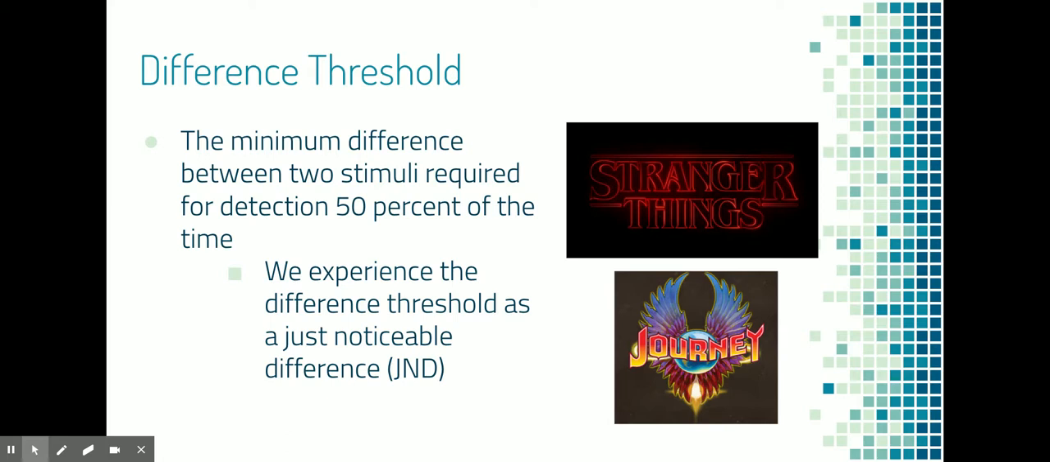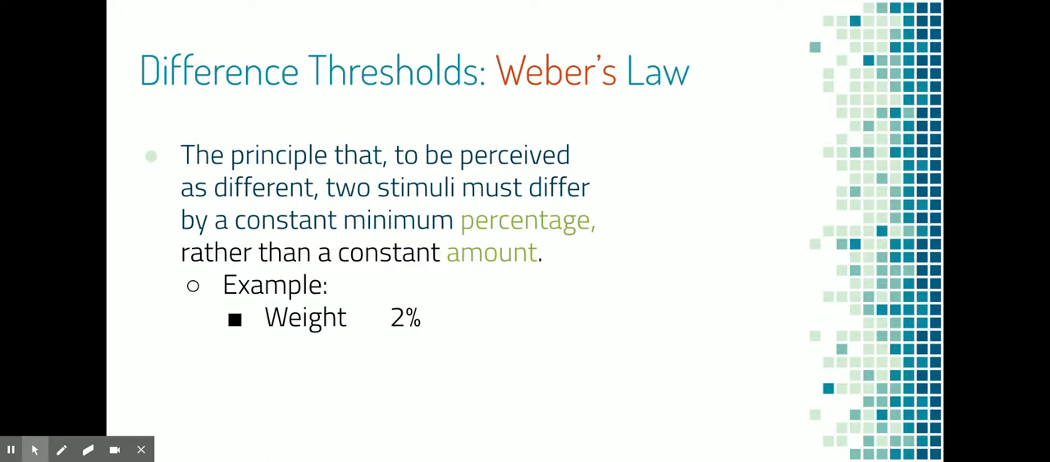So again, I went from level 15, then I can't hear it, and maybe I have to go all the way up to 18 or 19 to be able to hear it. That's the JND, or difference threshold. The last idea related to difference threshold is something called Weber's law.